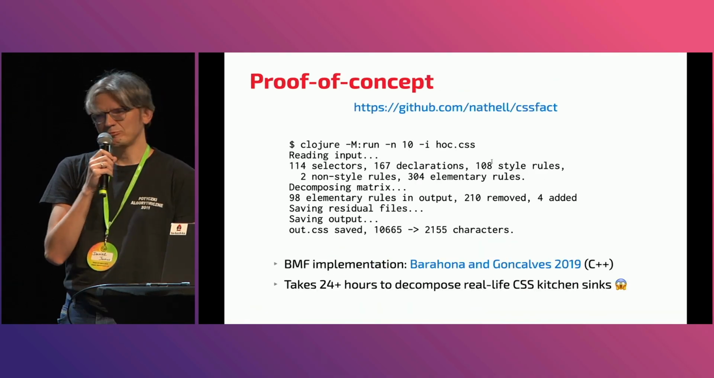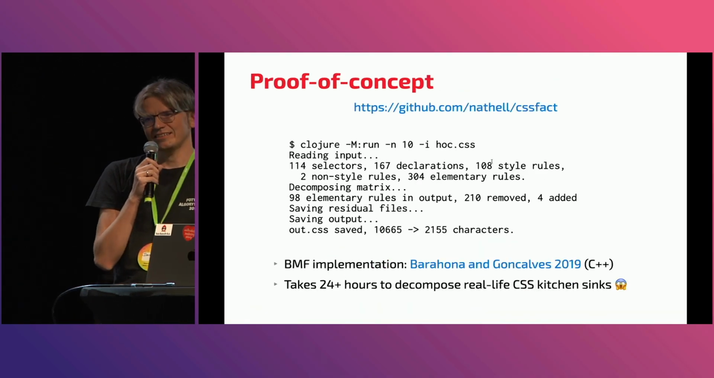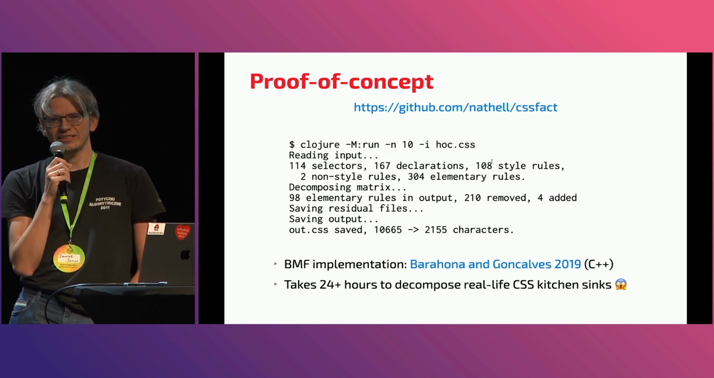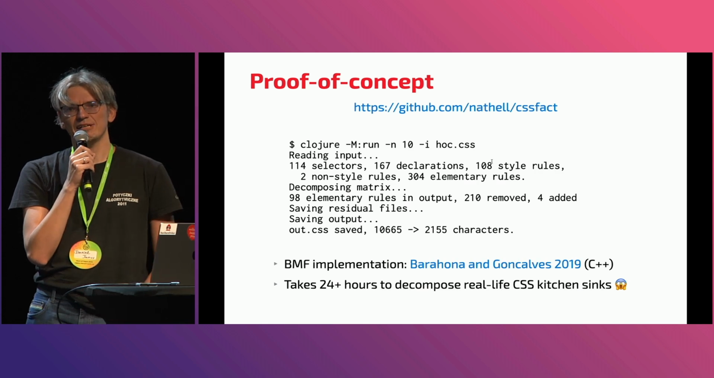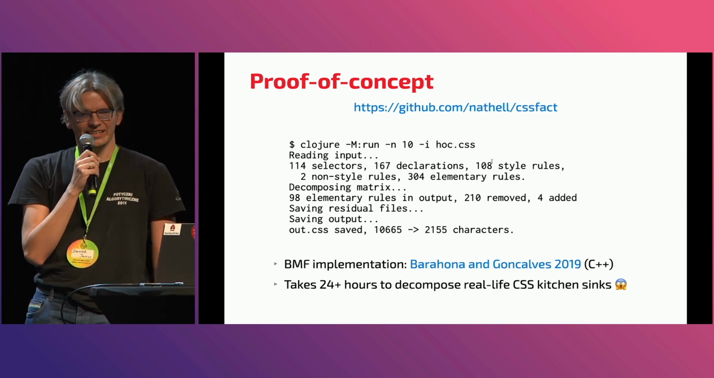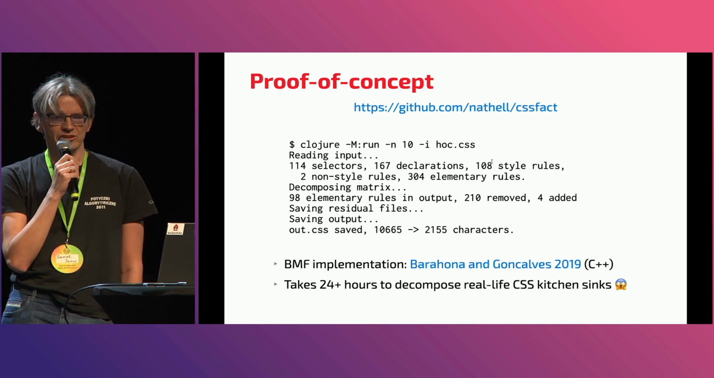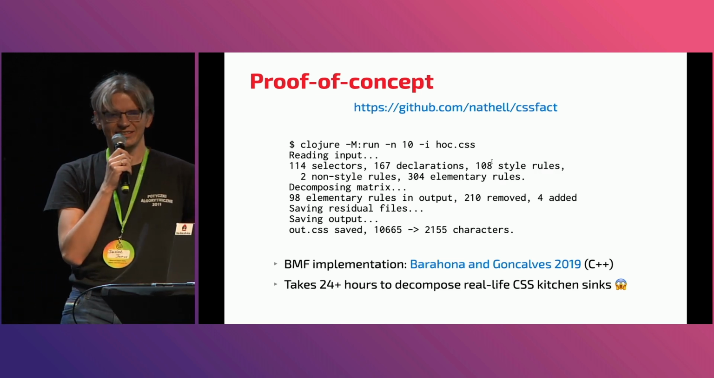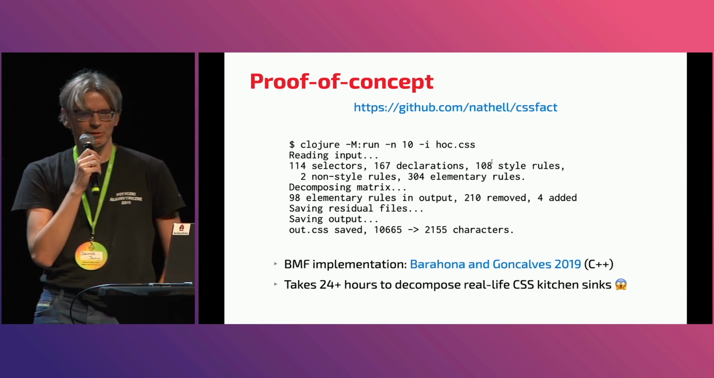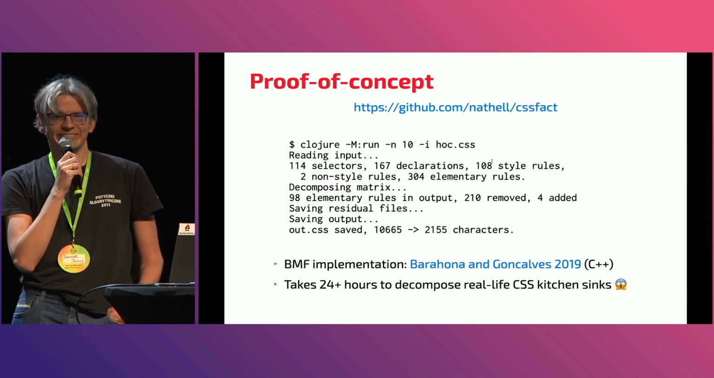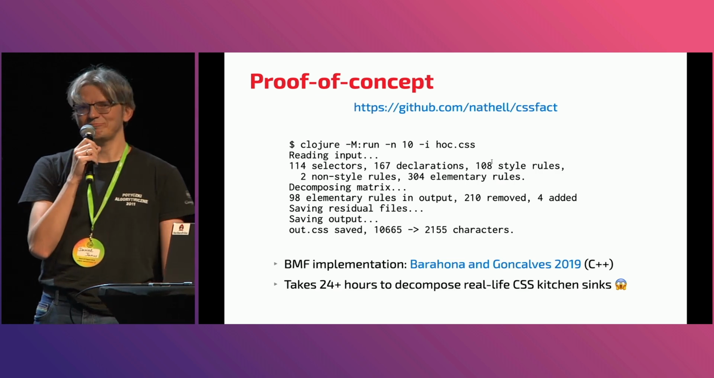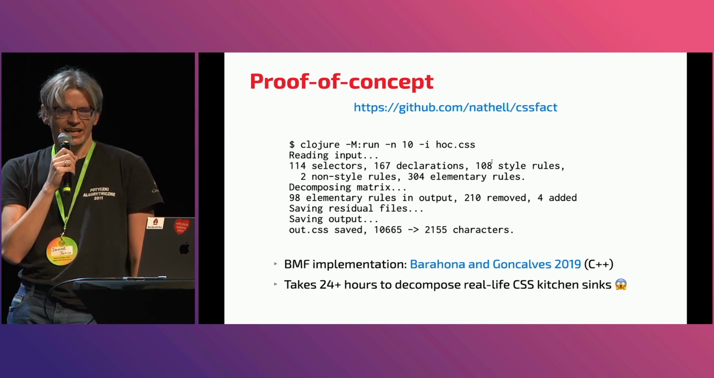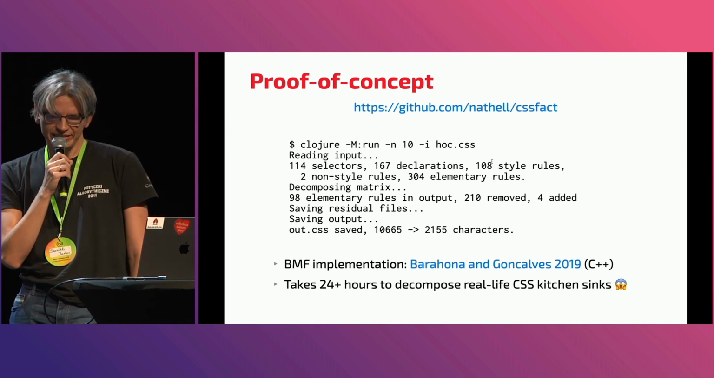So I've written this proof of concept tool in Clojure that takes this library code, a CSS parser, and this library code, matrix.clj, and there's some glue code with the C++ code by Barahona and Gonzalez from IBM that actually does the heavy lifting of it. You could use any other code that decomposes binary matrices, and it actually somewhat works.